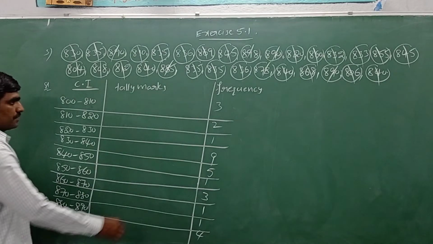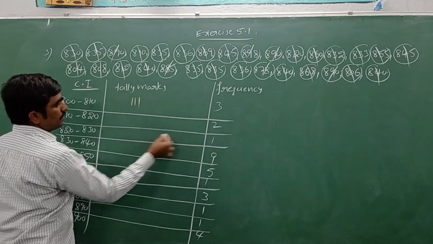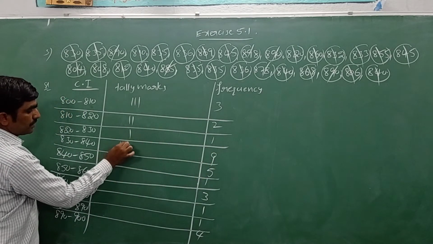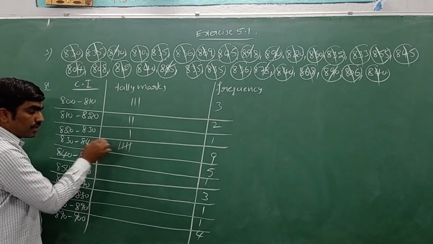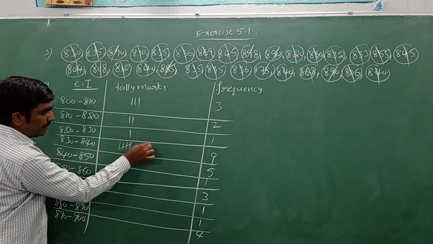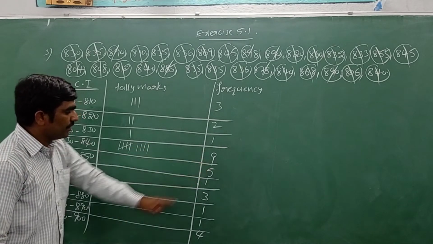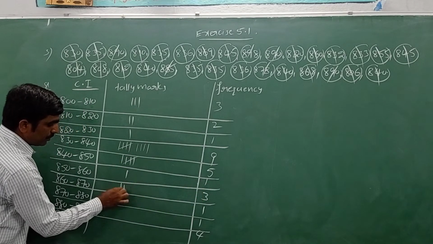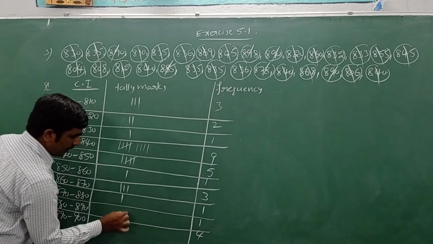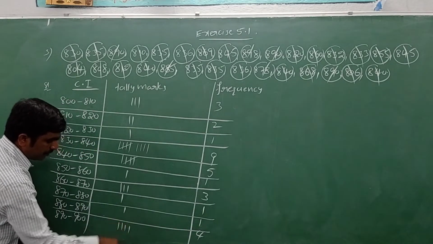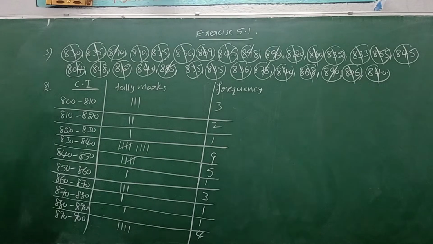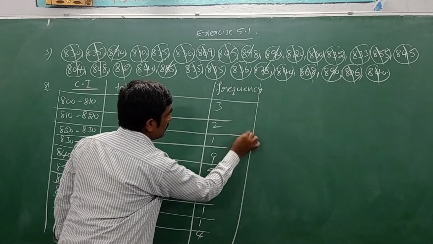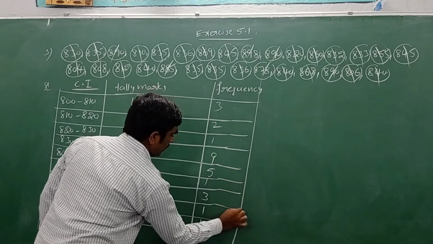Now represent the tally marks. Here you can see frequency 3: 1, 2, 3. For 2 we take 2 vertical lines, and for 1 only one vertical line. For 9: 1, 2, 3, 4, the fifth one is a cross stroke, and then 6, 7, 8, 9. That's all, only 9. For 5: 1, 2, 3, 4, the fifth one a cross stroke. Again 1. Now again 3: 1, 2, 3. Again 1. Again we have 1. Now 4: 1, 2, 3, 4. That is the way we can represent the grouped frequency distribution table by using class intervals and tally marks.